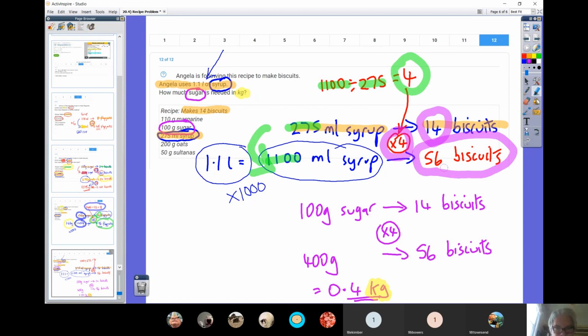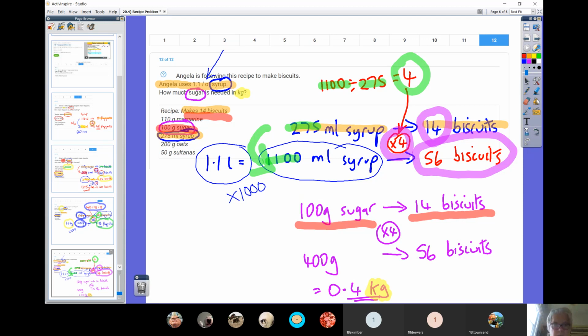Now, what the question asks us to do is to work out how much sugar is needed. So go to the recipe and dig out your sugar information. I think I said 110. I meant to say 100 grams of sugar makes 14 biscuits.